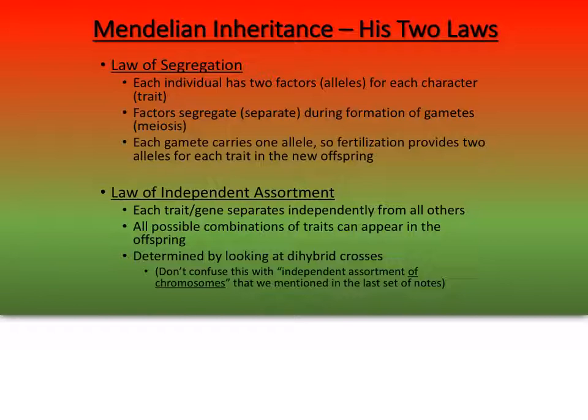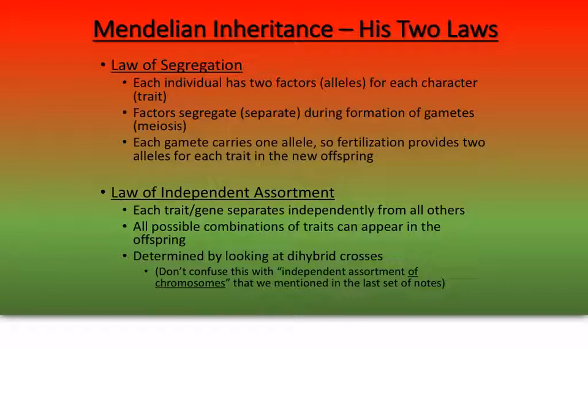So fertilization will give one of two different alleles from each parent when you form your new offspring, giving that offspring two alleles total, but one that came from each parent. And those two alleles in the parents to start with will separate from one another.